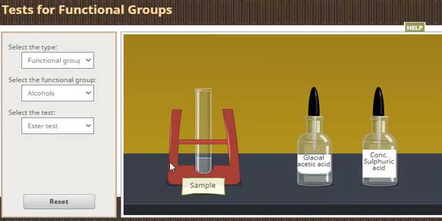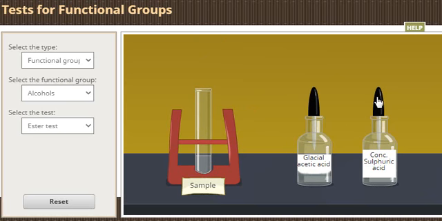Now we have a sample of alcohol. This is the sample. Let us check whether the sample contains the alcohol or not. We have two reagent bottles. In the first reagent bottle we have glacial acetic acid, and in the second reagent bottle we have concentrated sulfuric acid. Now take a dropper, and put a few drops of glacial acetic acid in the sample.